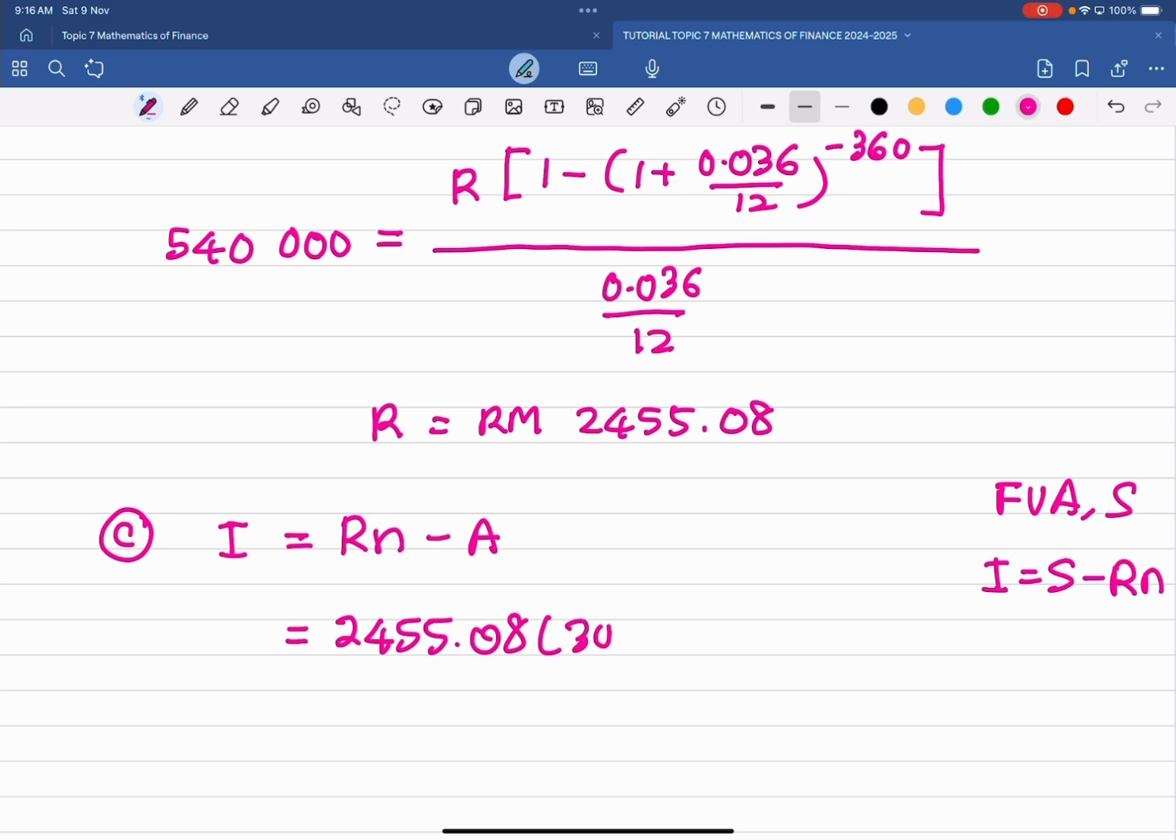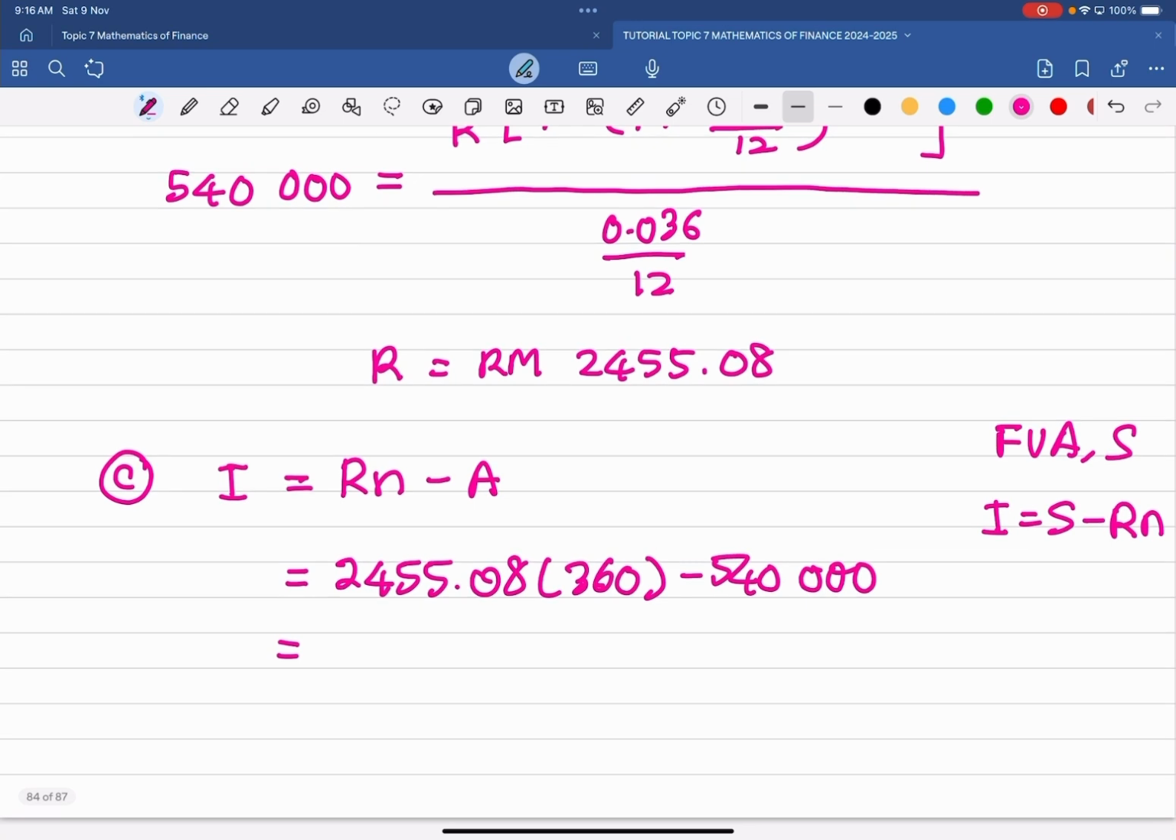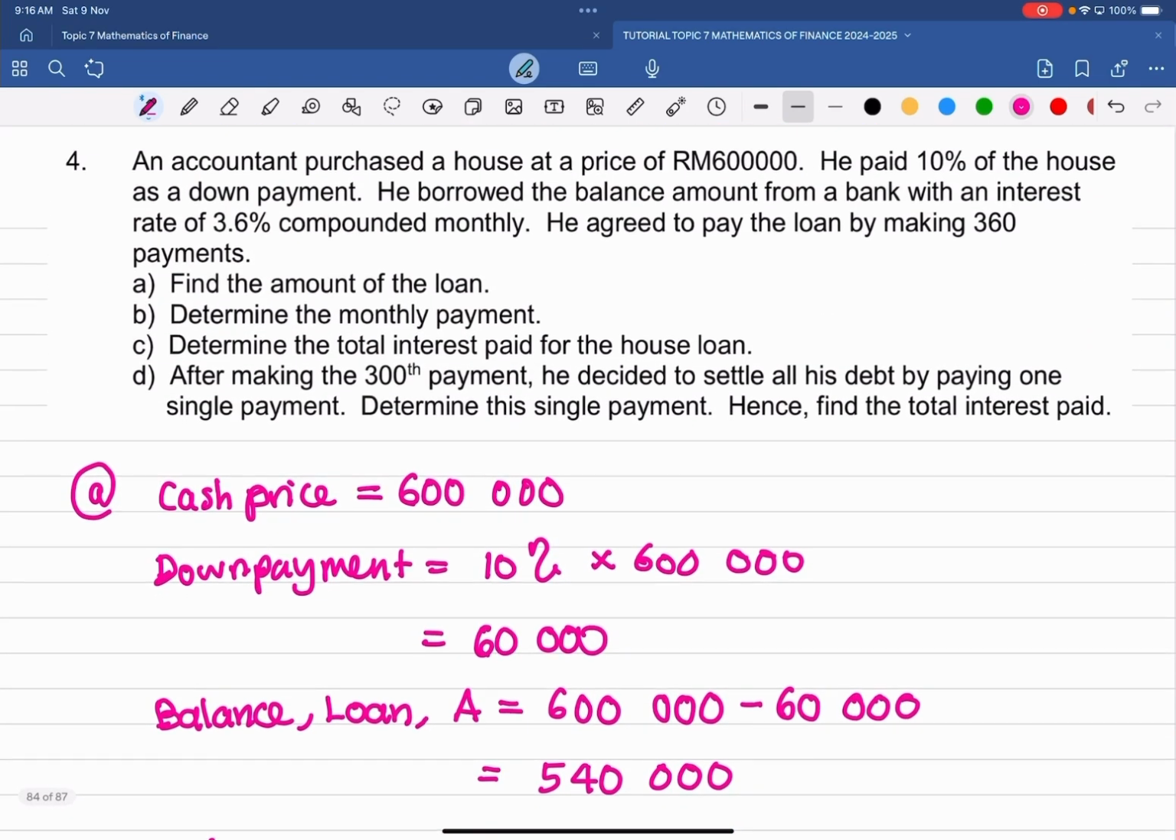Multiply by 360, minus A, 540,000. Again? Oh, 360. So how much will we get? What? 343? 343,828.80. Okay, that is C.